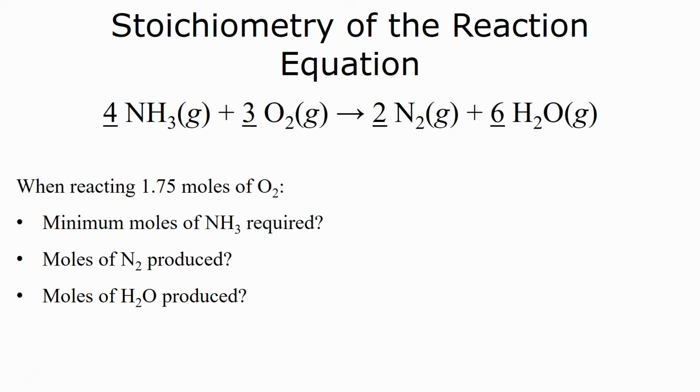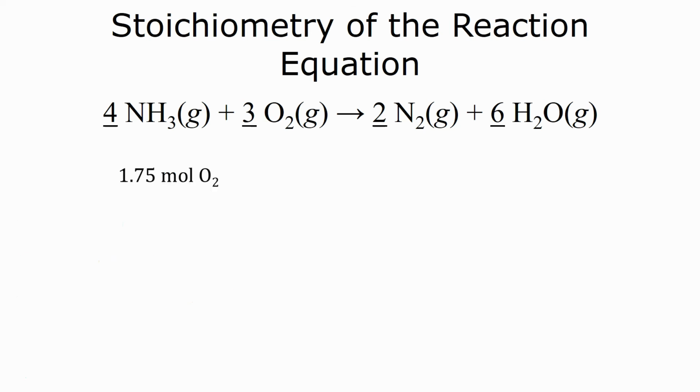So for instance, if we are reacting 1.75 moles of oxygen, what's the minimum number of moles of ammonia required? How many moles of nitrogen are produced? And how many moles of water are produced? In this case, it's not as obvious as it was before because it's not a whole number ratio of our original stoichiometric coefficients. So again, we start with the values we're given. Starting with 1.75 moles of oxygen, we're going to multiply that times the 4 moles of ammonia per 3 moles of oxygen, the stoichiometric ratio.